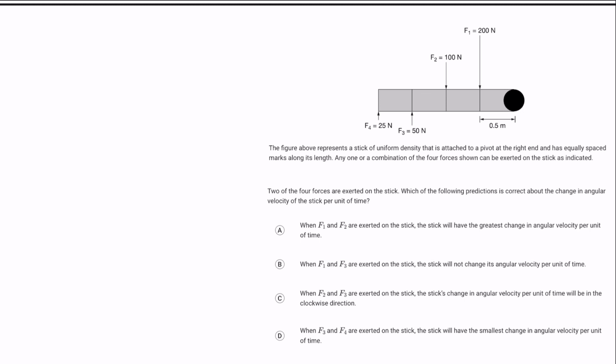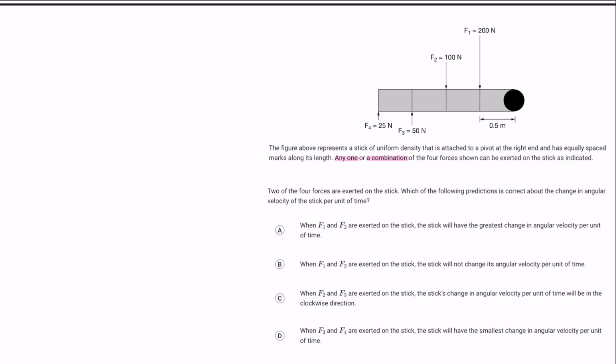The figure above represents a stick of uniform density that is attached to a pivot at the right end and has equally spaced marks along its length. Any one or a combination of the 4 forces shown can be exerted on the stick as indicated. Now, I'm going to highlight the fact that any one or a combination of the 4 forces can be exerted on the stick as indicated. The question is, 2 of the 4 forces are exerted on the stick.